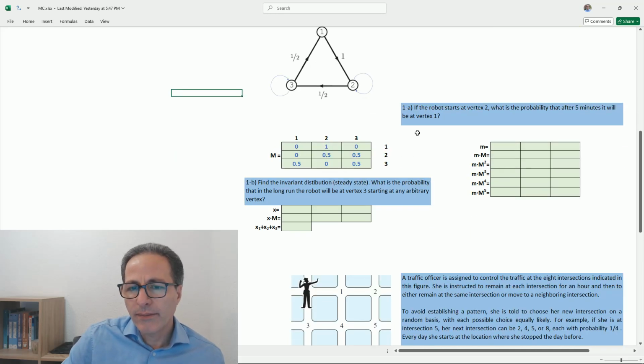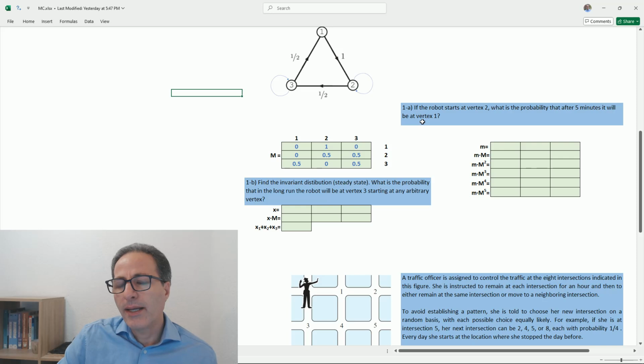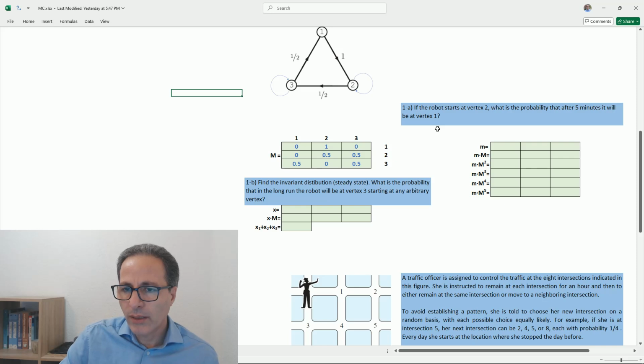Now, we have this matrix, and the question says that if the robot starts at vertex 2, what is the probability that after 5 minutes it will be at vertex 1? Every 1 minute it follows these probabilities and moves around this cycle, and after 5 minutes we want to see what the position of the robot is going to be, or with what probability it's going to be in what state.